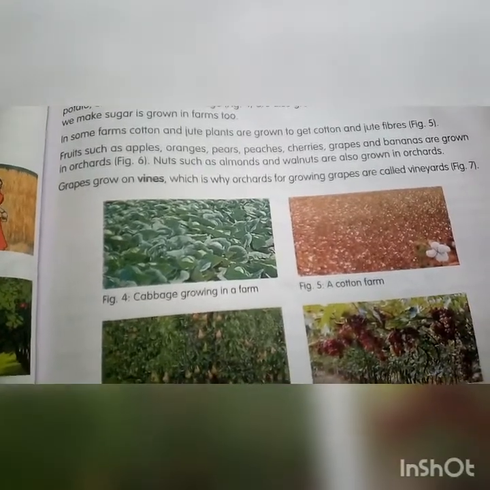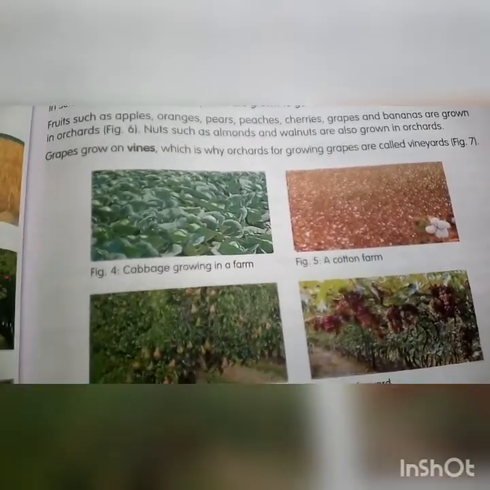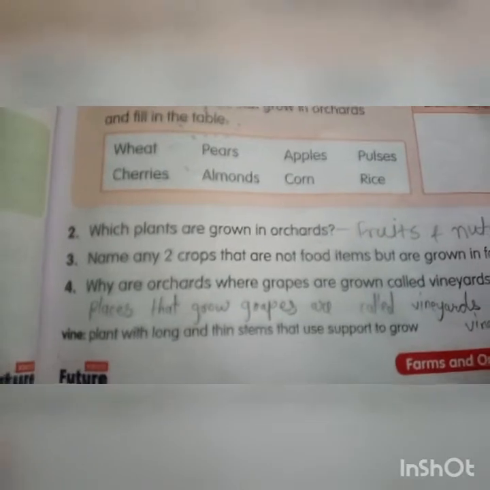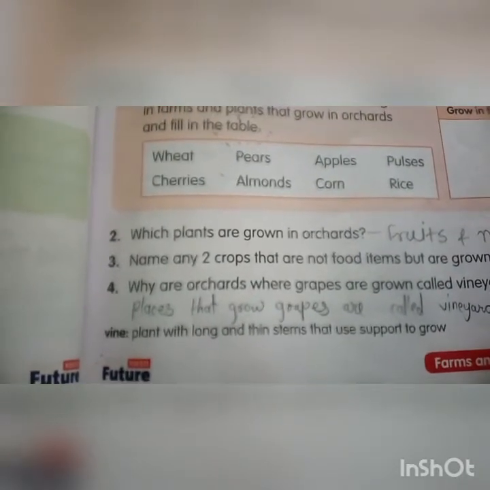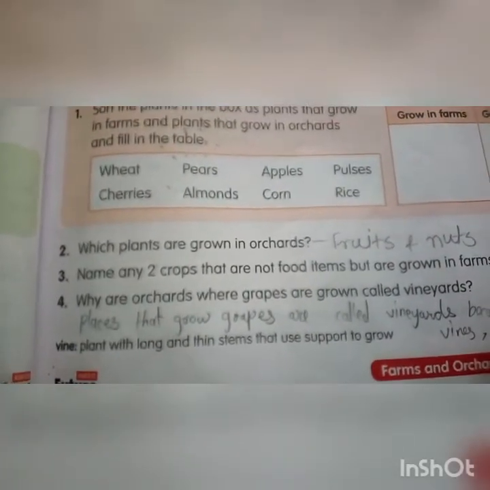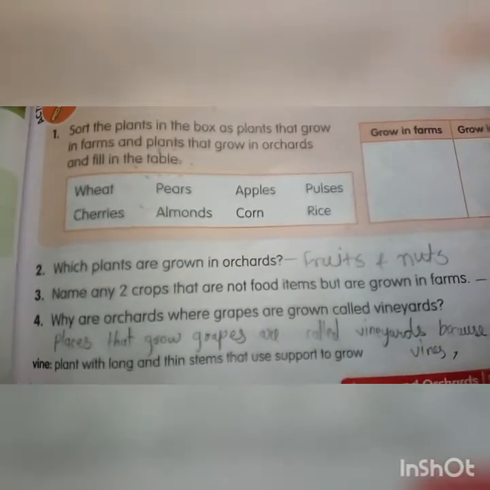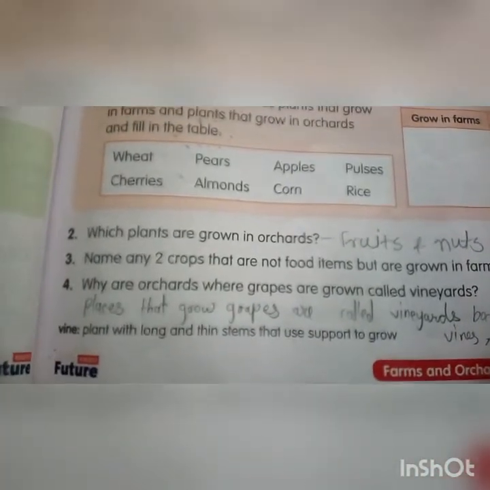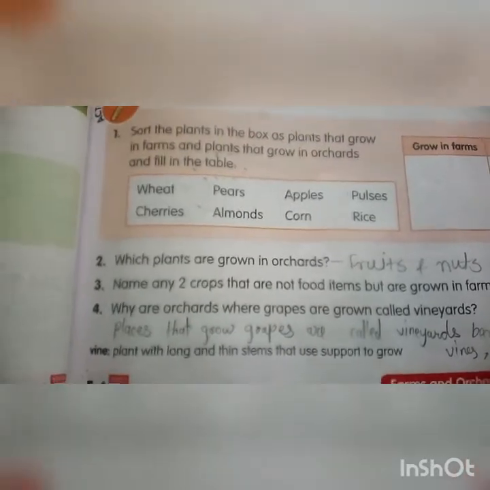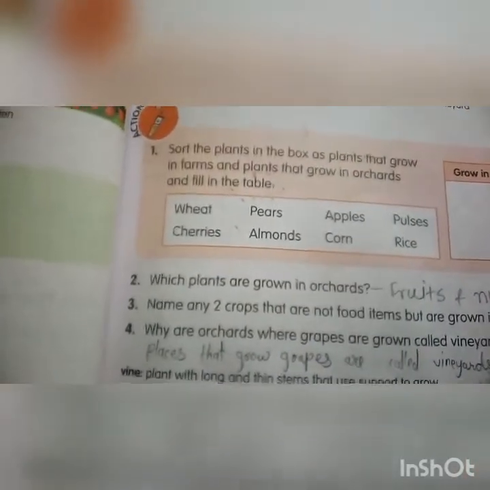So which plants are grown in orchards? Fruits and nuts. And name two crops that are not food items but are grown in farms. Cotton and jute. They are not food items but they are grown in farms. Why are orchards where grapes are grown called vineyards? Places that grow grapes are called vineyards because grapes grow on vines. Understand, students?